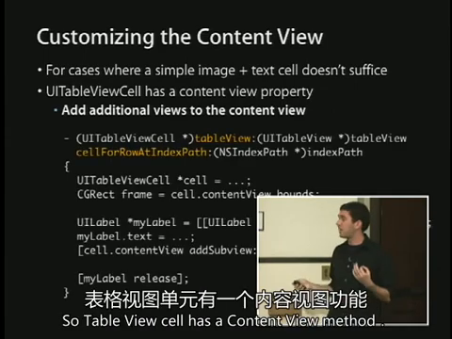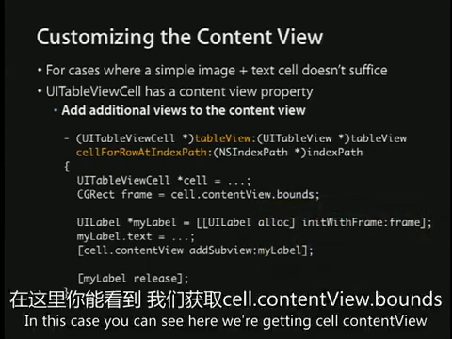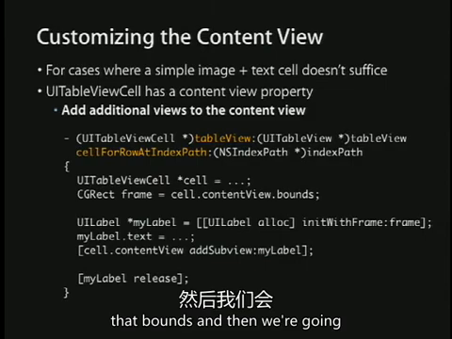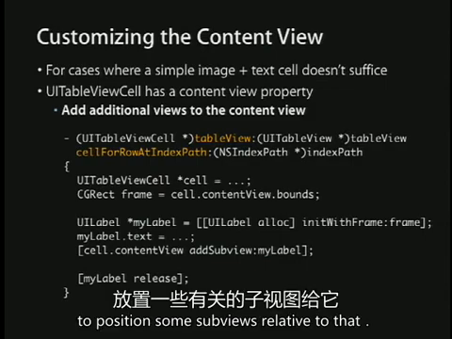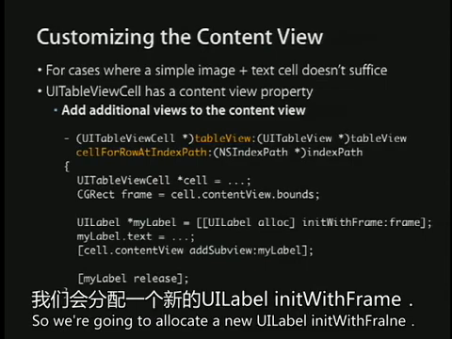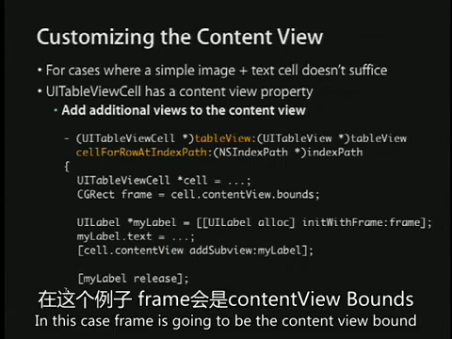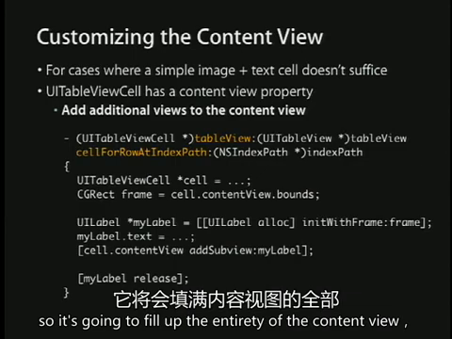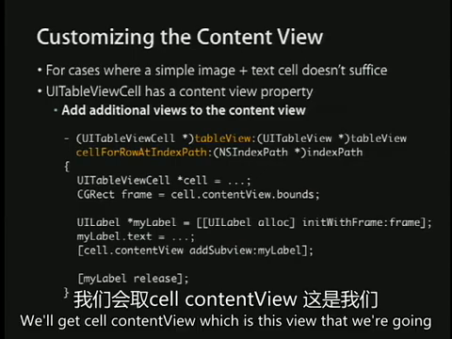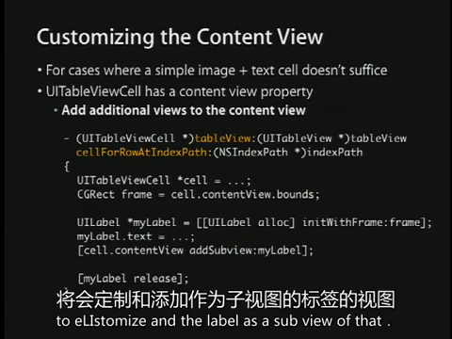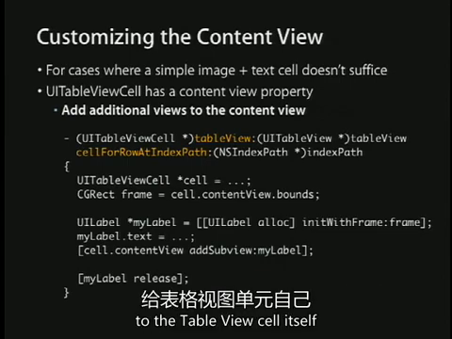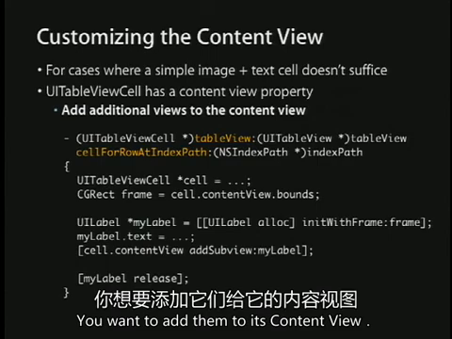So table view cell has a content view method. In this case, you can see here we're getting cell.contentView.bounds, and then we're going to position some subviews relative to that. So we're going to allocate a new UI label, init with frame. In this case, frame is going to be the content view bounds, so it's going to fill up the entirety of the content view. And we'll set its text. We'll get cell.contentView, which is this view that we're going to customize, and add the label as a subview of that. Generally, you don't want to add subviews to the table view cell itself. You want to add them to its content view.